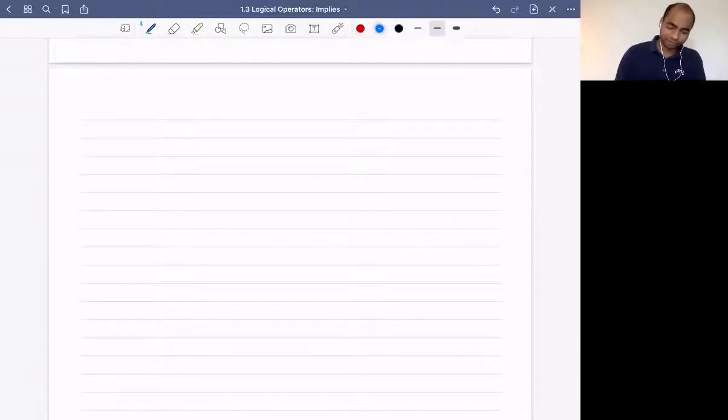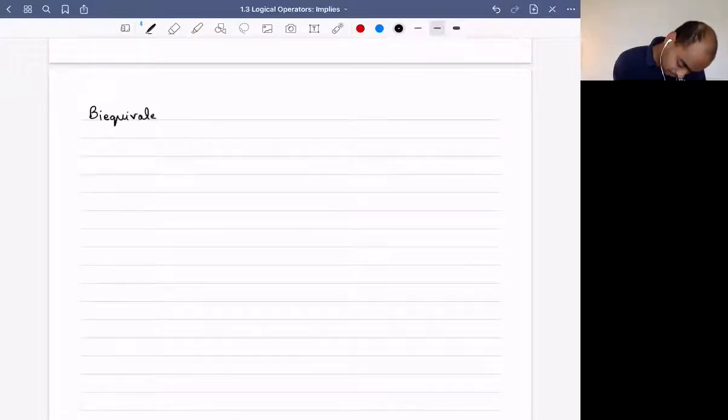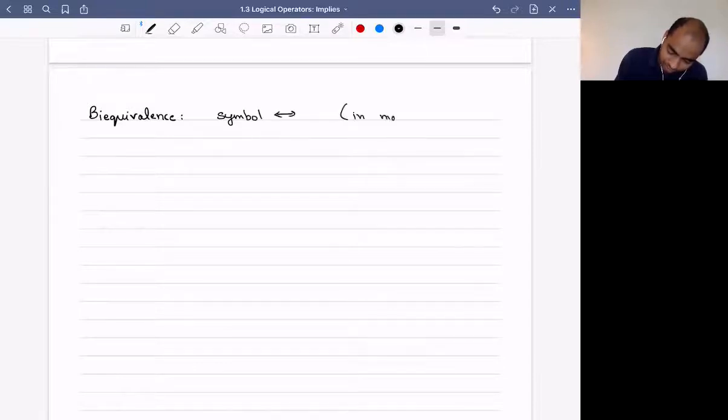Then we have a closely related operator to implication called bi-equivalence. This is not a separate operator. It can be rewritten using implies, but I'll give it separately for now, so let's keep it separate. And here the symbol is a two-sided arrow. Again, this is a weird thing. In math, the usual symbol for this is a double arrow, a thicker arrow.